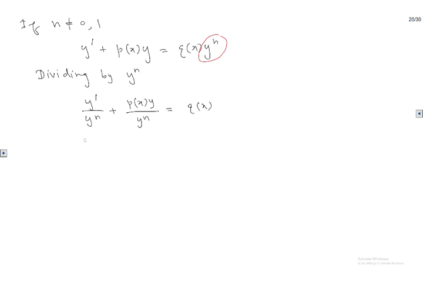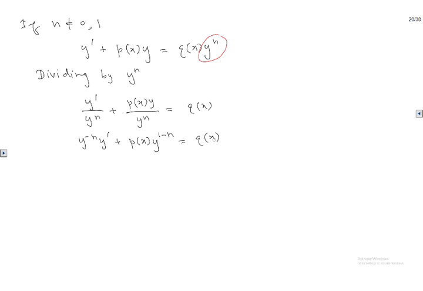So you can rewrite this one as y to the minus n power times y prime plus p(x). Here also there's a simplification: this is y to the 1 minus n power, because there's a y on the top and y to the n in the bottom. So you're going to get that. So this is q(x).